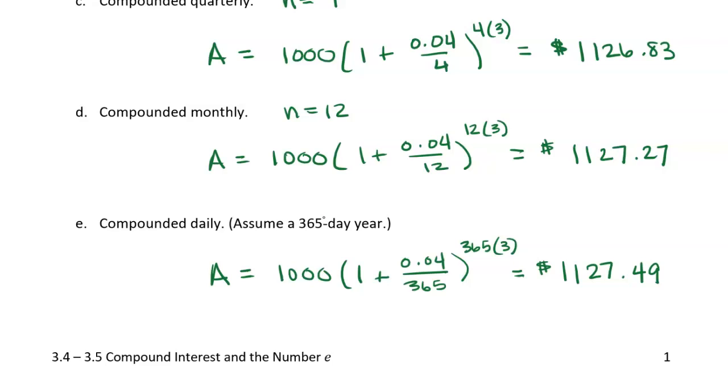So it'd be interesting to see what would happen if we compounded it every day, or that is daily. What if we compounded every hour or every minute or every second? How much would that really affect the total amount that we have at the end of 3 years? That's actually what we're going to look at next.